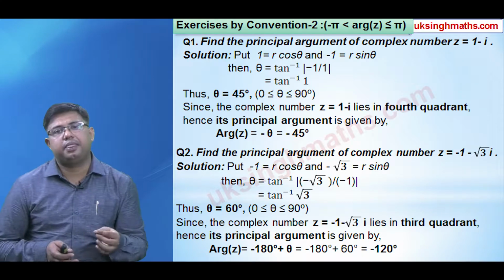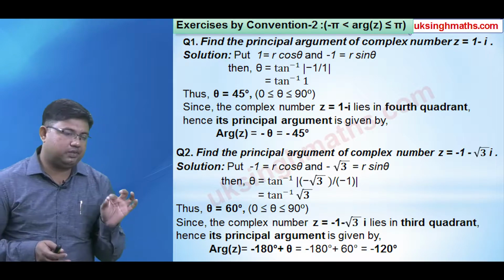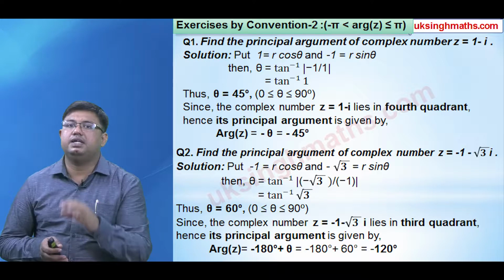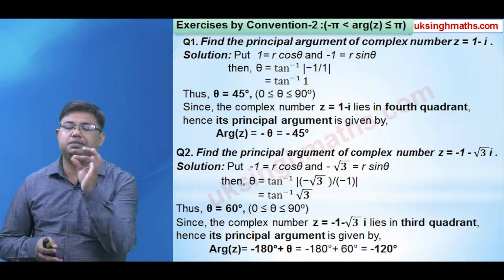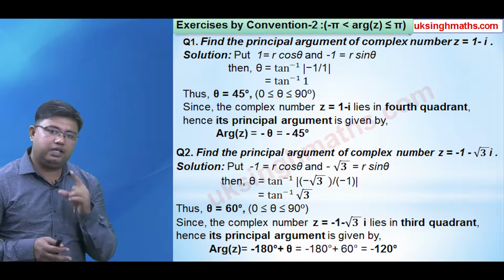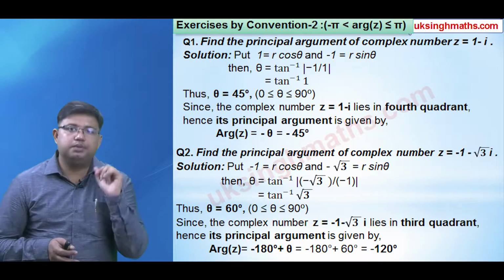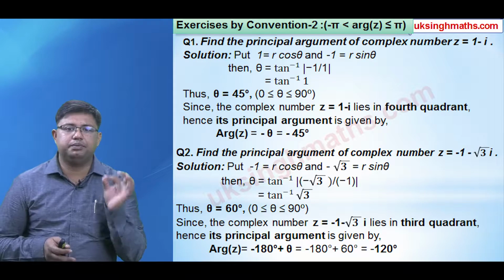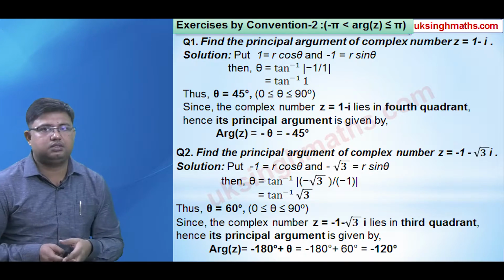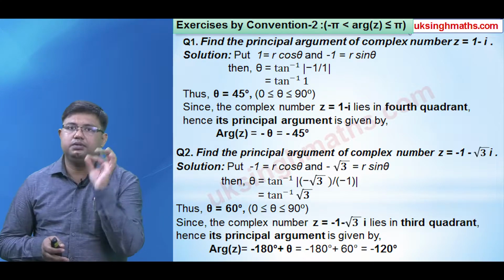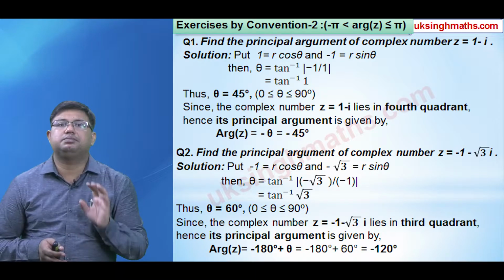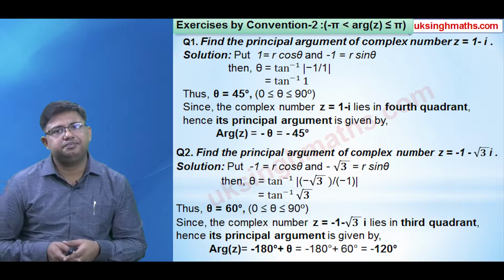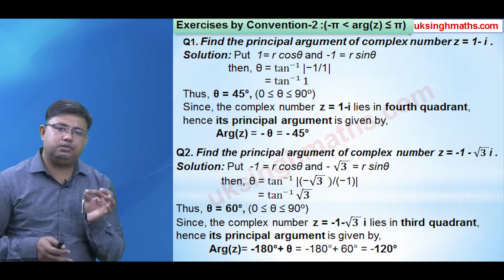Let us take the second example, z equal to minus 1 minus root 3 i, and suppose we have to find the value of principal argument of this complex number according to this convention. So we will follow the same algorithm. We will put minus 1 equal to r cos theta and minus root 3 equal to r sin theta, and follow the steps as given in the algorithm, and we will finally find that theta equal to 60 degree.